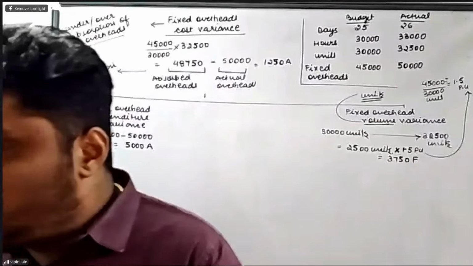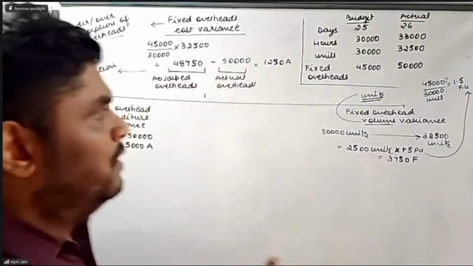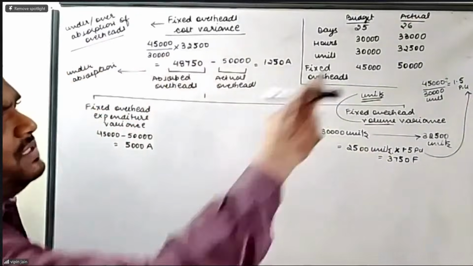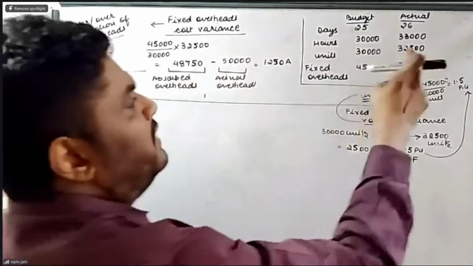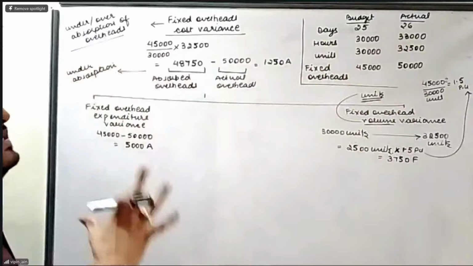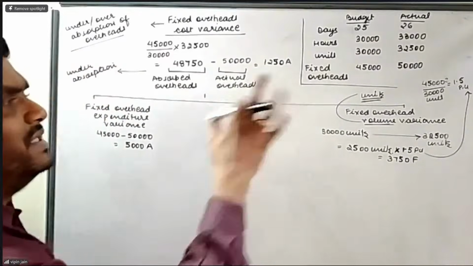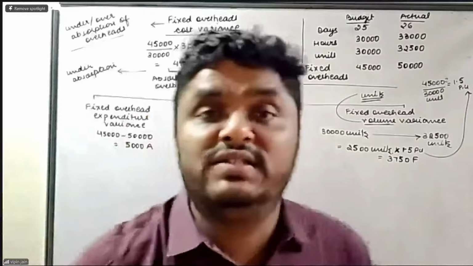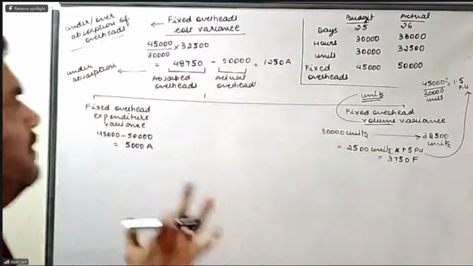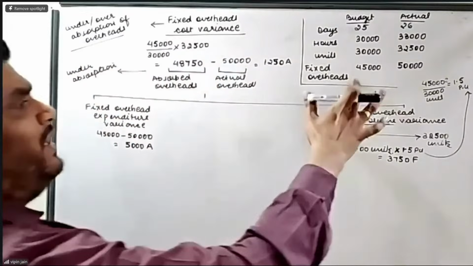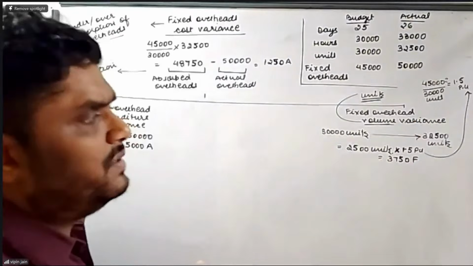Anyone with any doubts or queries, you can speak to me freely. So the first one is cost variance, 45,000 overheads for 30,000 units. So for 32,500, how much? 48,750 minus actual overheads of 50,000. So this will be 1,250 extra, so this variance will be adverse. Second part, expenditure variance, 45,000 minus 50,000 straight away. This will be 5,000 adverse.